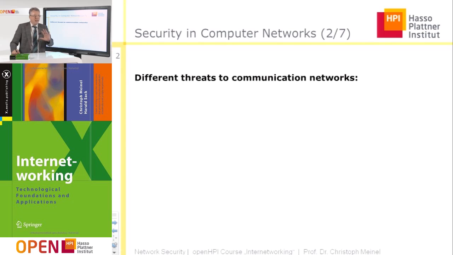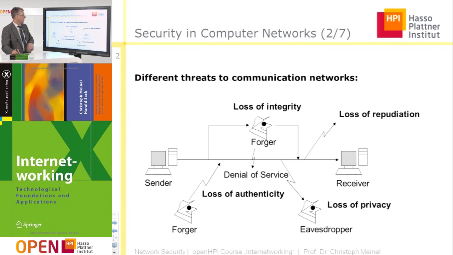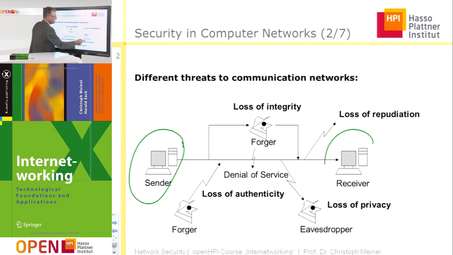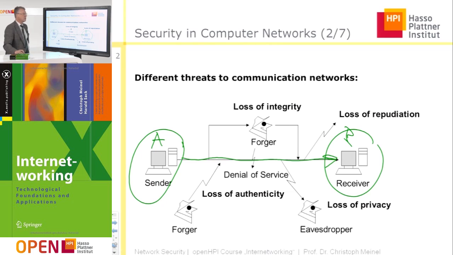Let's have a very short view on what kind of threats we can observe in communication networks. To see this, we have here our sender and here the receiver, Alice and Bob. And there is a communication. Alice sends information, for example an email, to Bob. And what they use is the worldwide open Internet.